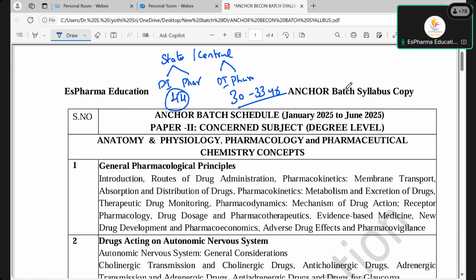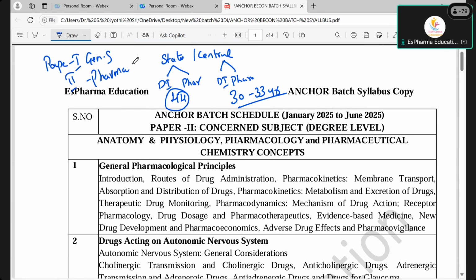Any doubt, you can ask me right here so that we can clearly go to the notification. And coming to papers, people are asking how many papers will be there. Two papers will be there: paper 1 is general studies, and paper 2 is pharmacy.